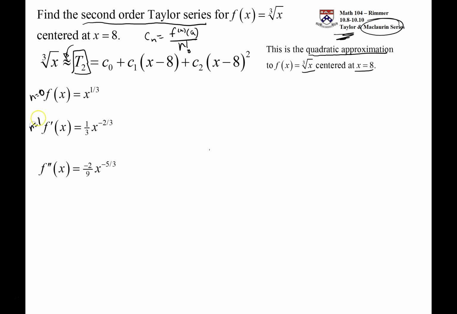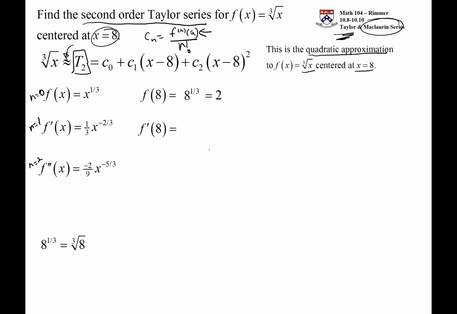And this thing starts at n equals 0. The next step in the process is, now that you have these derivatives, this numerator is you taking these derivatives and plugging in a, and for us, the center is a. That's called 8. So we plug an 8 in. That's 8 to the 1/3 power. That's just the cube root of 8. So it's a 2. Great.